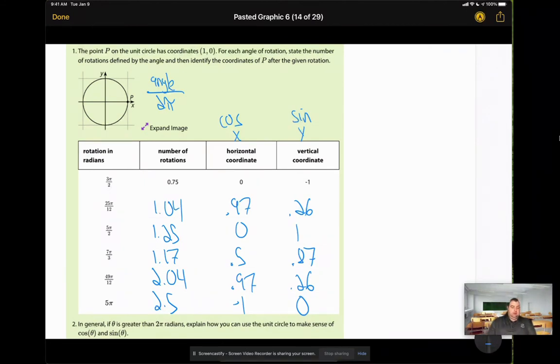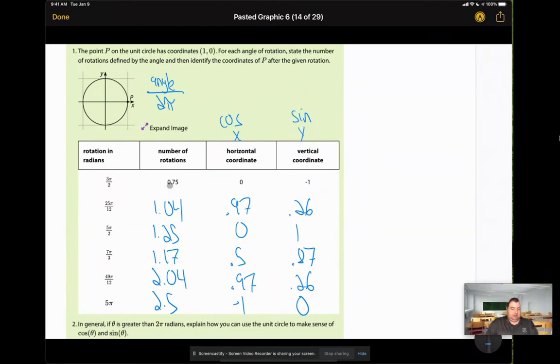Okay. In general, if theta is greater than 2 pi radians, explain how you could use the unit circle to make sense of cosine theta and sine theta. Okay, so I'm going to give you this answer verbally instead of writing it down.